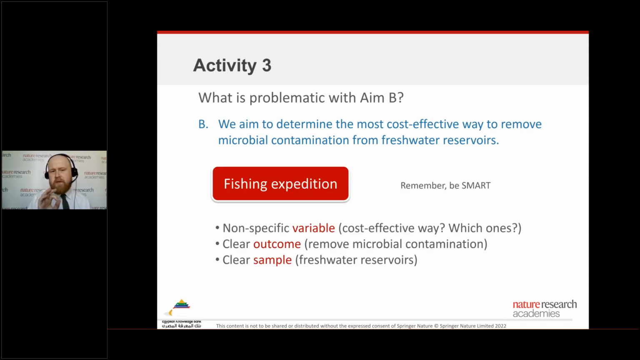The problem with these aims is that they are what we call a fishing expedition. Remember, we want to be smart, specific, and measurable in particular. Here we have a non-specific variable. They just generically say cost-effective way. Well, we need to actually be more specific here. When we have a non-specific variable, as I say, this is what we call a fishing expedition. They do have a clear outcome, the removal of microbial contamination, and a clear sample, freshwater reservoirs. So to improve these aims, I would recommend that they make the variable more specific.